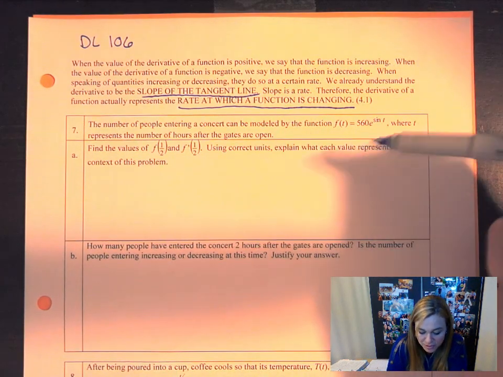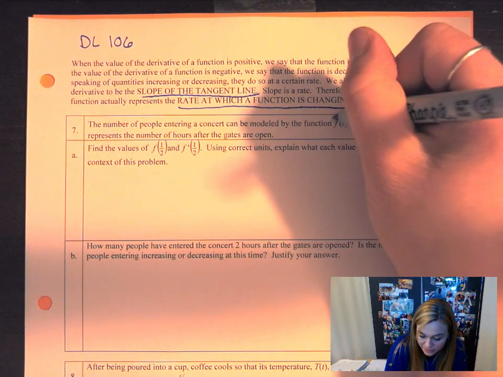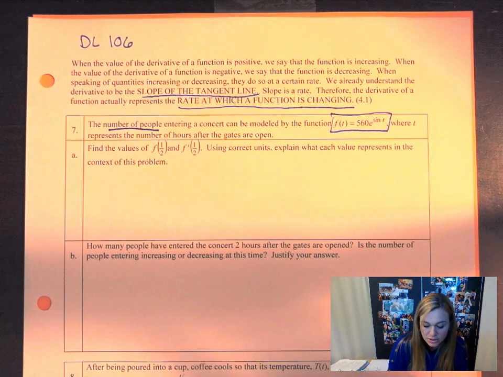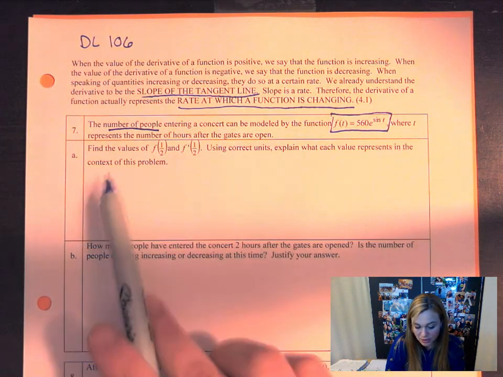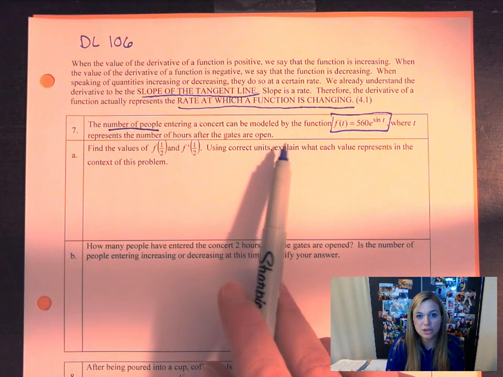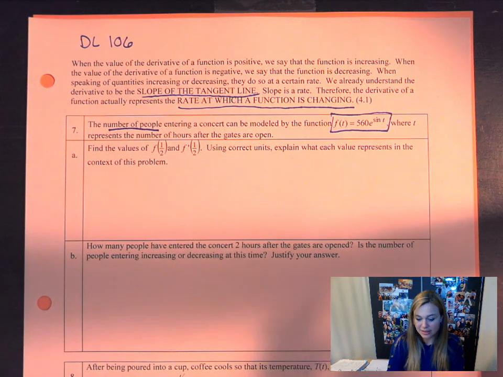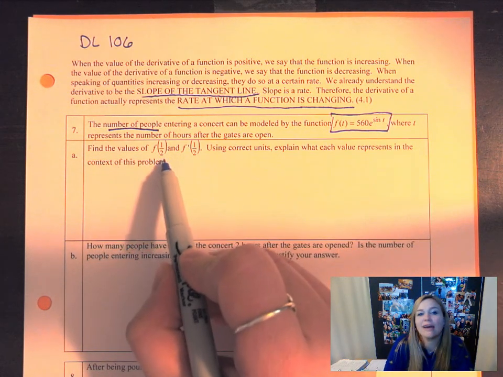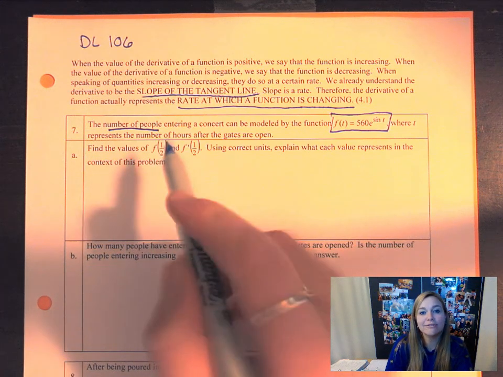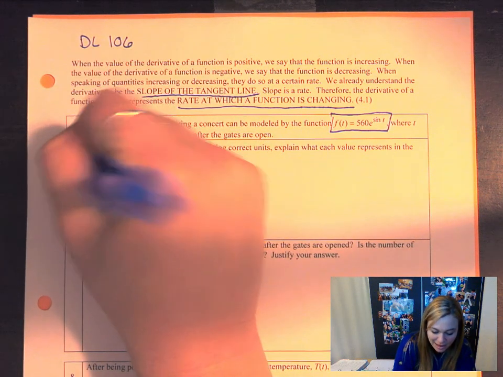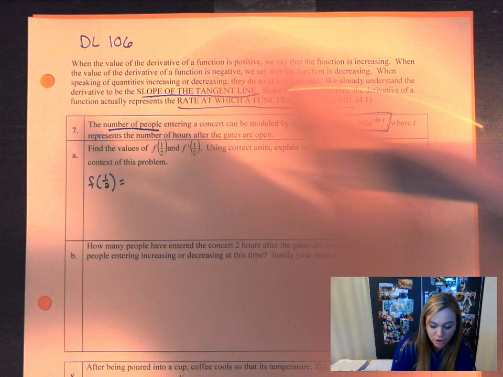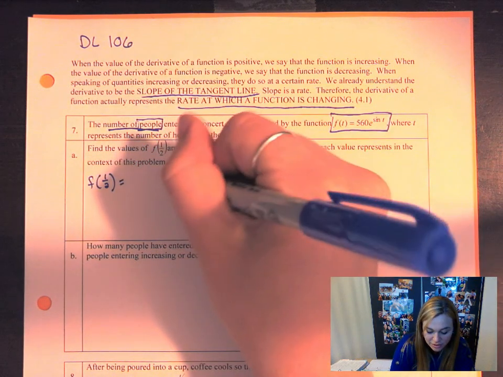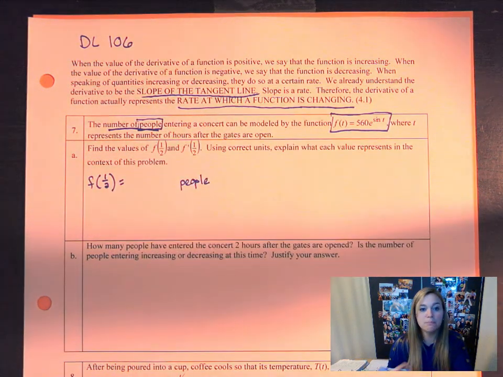So in here it says the number of people entering a concert can be modeled by this function. So this is the original, and it's talking about the number of people. It says t represents the number of hours after the gates are open. So gates open for a concert, and this is the number of people that have entered after t hours. If I want to find f of 1/2, that's half of an hour, or after 30 minutes, this is just the function value at a half. And we talk about this as the number of people, so whatever I would get here would be so many people.